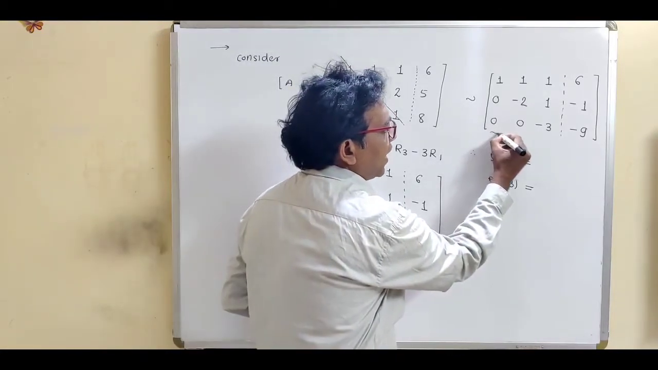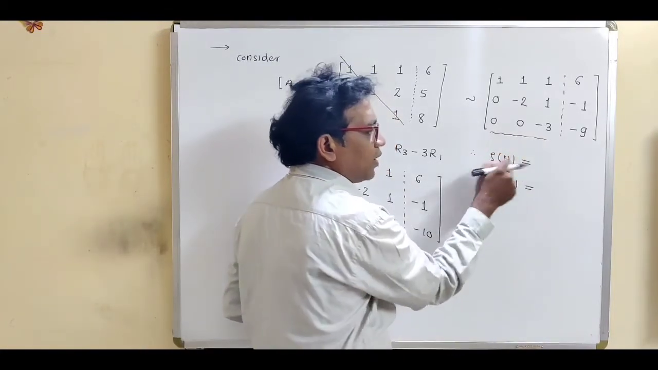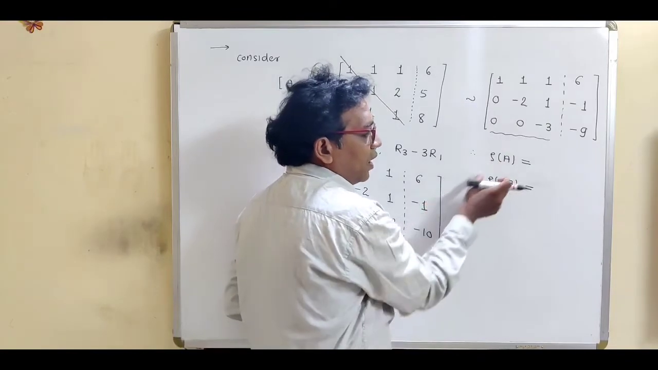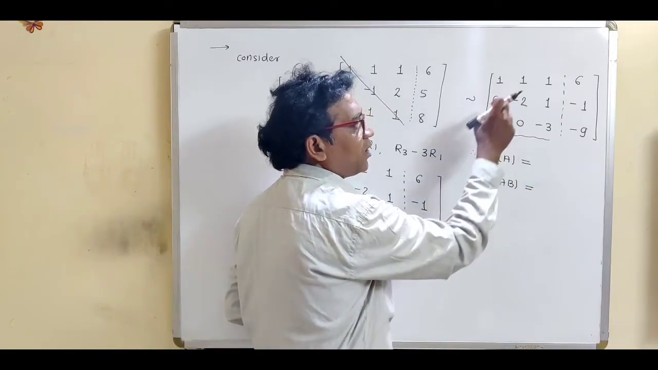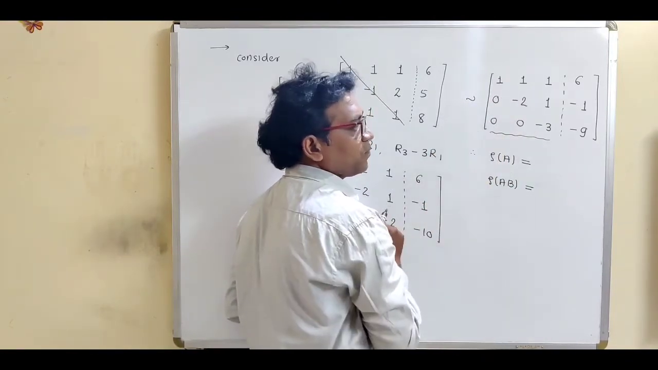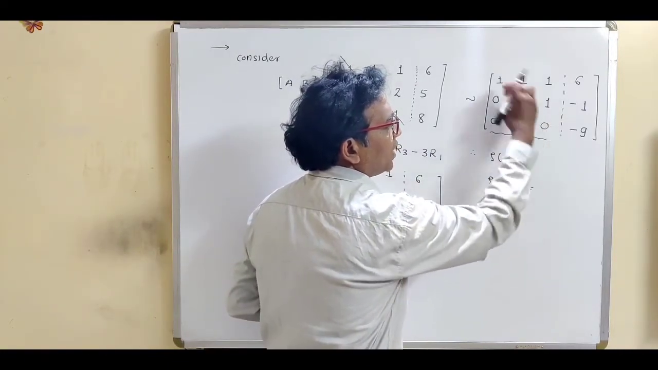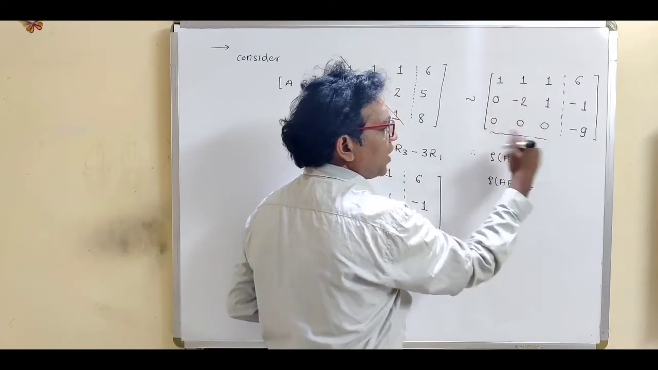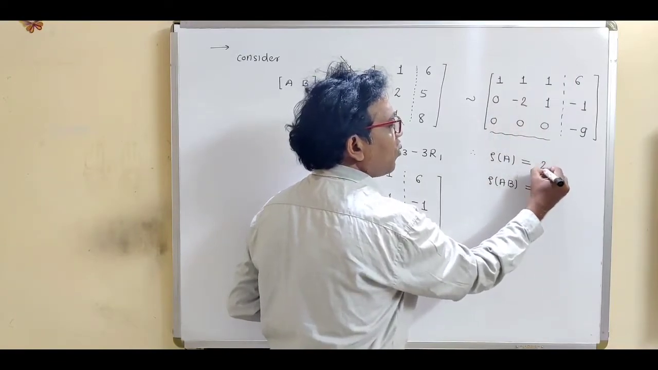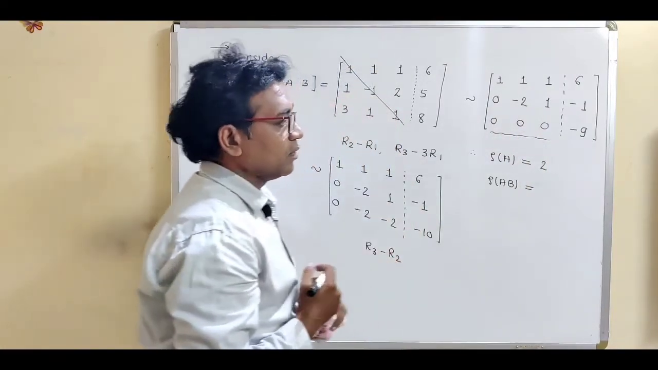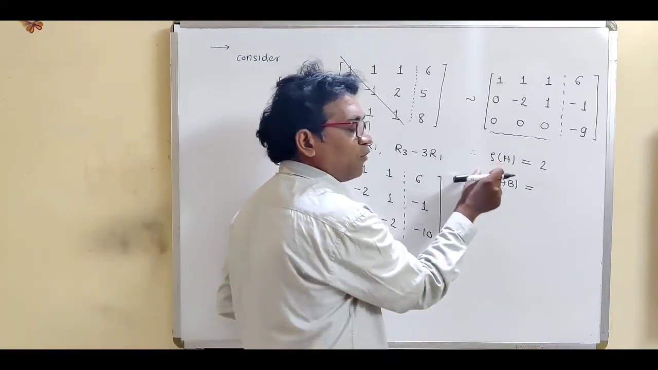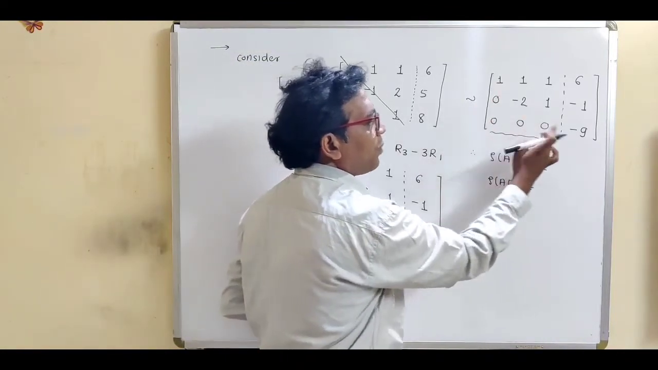Now suppose this is the A matrix. How to find out the rank of matrix A? Rank of matrix means just find out the number of non-zero rows. If suppose this is again the 0 row, then there are 2 non-zero rows. So in this case, we can say that rank of A is 2. How to find out rank of A? Just count the number of non-zero rows.